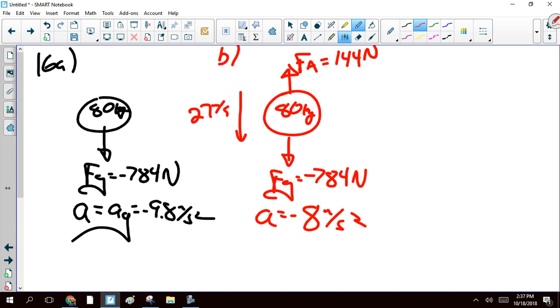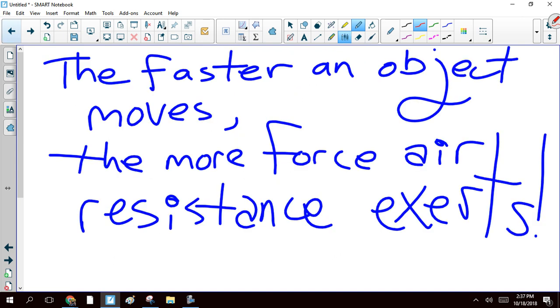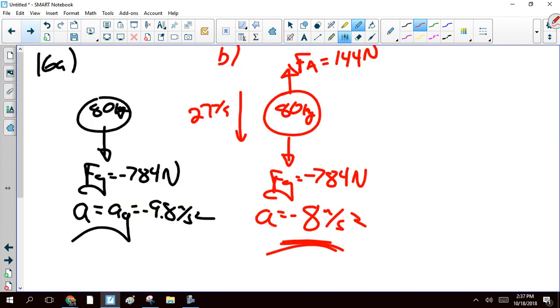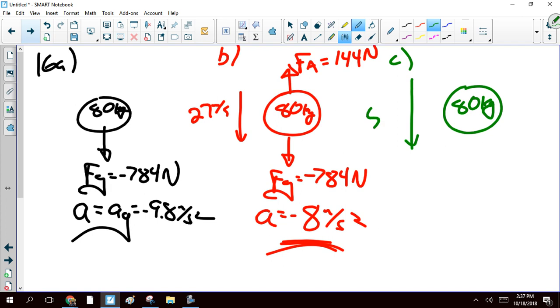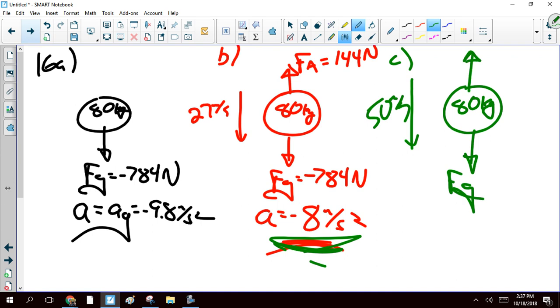But the important thing I want you to notice is because of this, he's going to speed up. And as you speed up, what happens? More air resistance, right? So when you get to part C over here, more time has elapsed. He's still 80 kilograms, but now he's moving down at 50 meters per second because he was speeding up before, right? So now you've got your gravity, you've got your air resistance, and I think in part C I made the air resistance, what did I make it, 384?